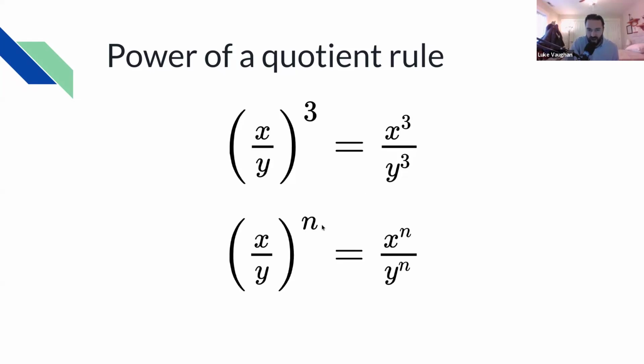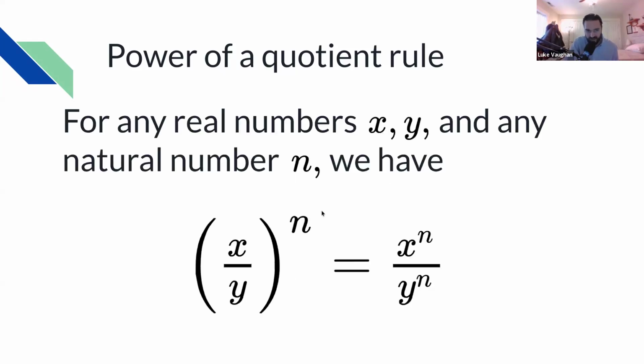We can generalize this for any power n, and we can say for any real numbers x and y and any natural number n, we have x over y whole thing to the nth power equals x to the n over y to the n.